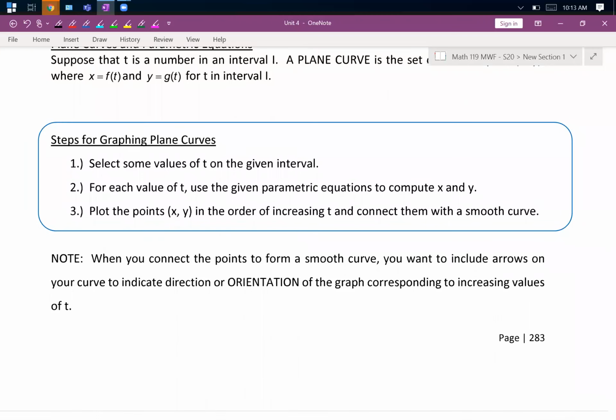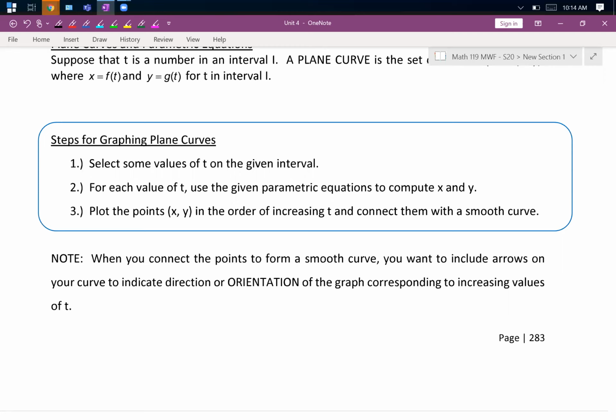So when graphing a plane curve, we're just going to select some t values on the given interval. If it's an abrupt starting point, you always want your first t value to be there, just like you would for an XY chart. And what we're creating is a TXY chart. For each value t, we use the parametric equations to compute an x and y value, then plot those points x, y in the order of increasing t and connect them with a smooth curve.